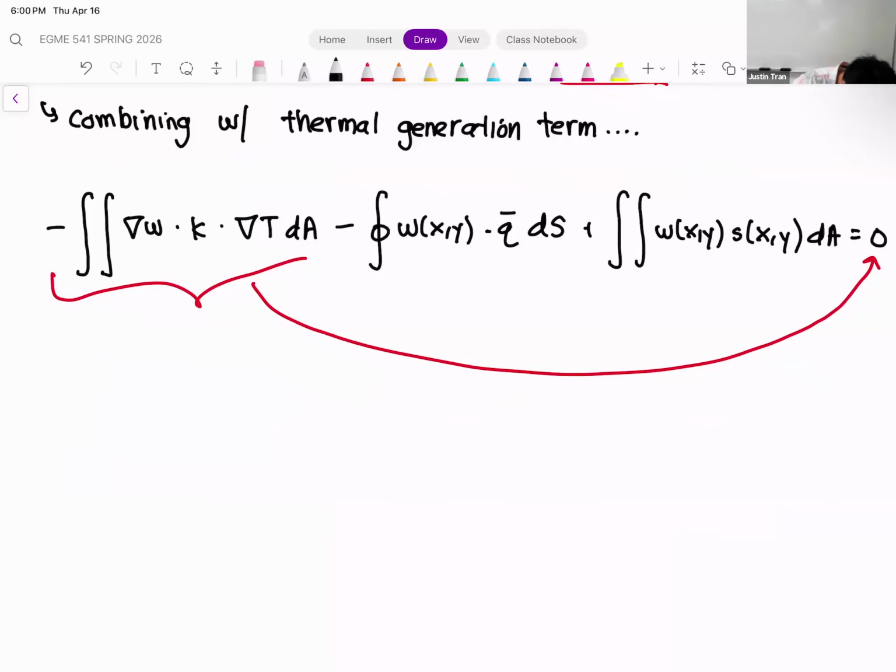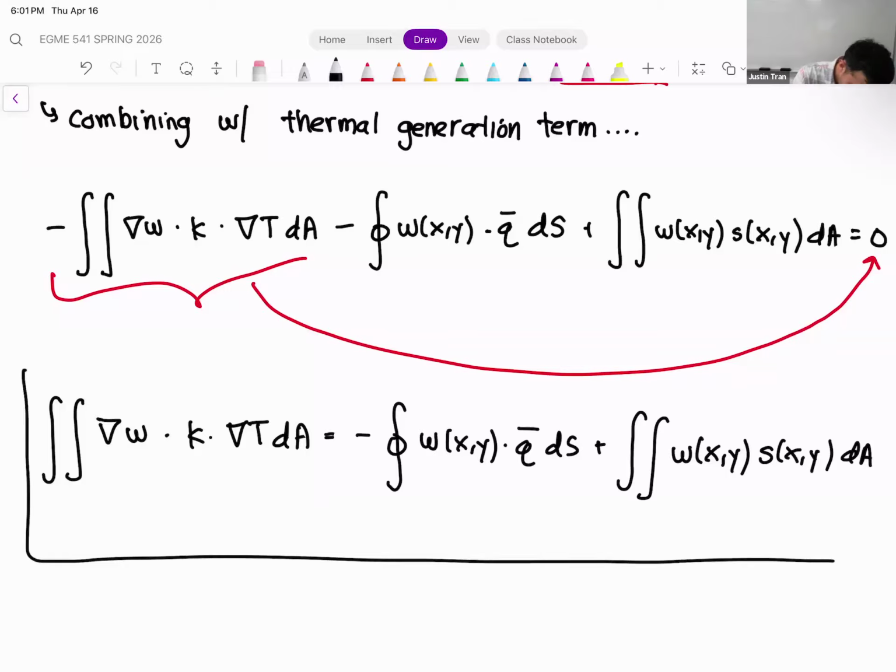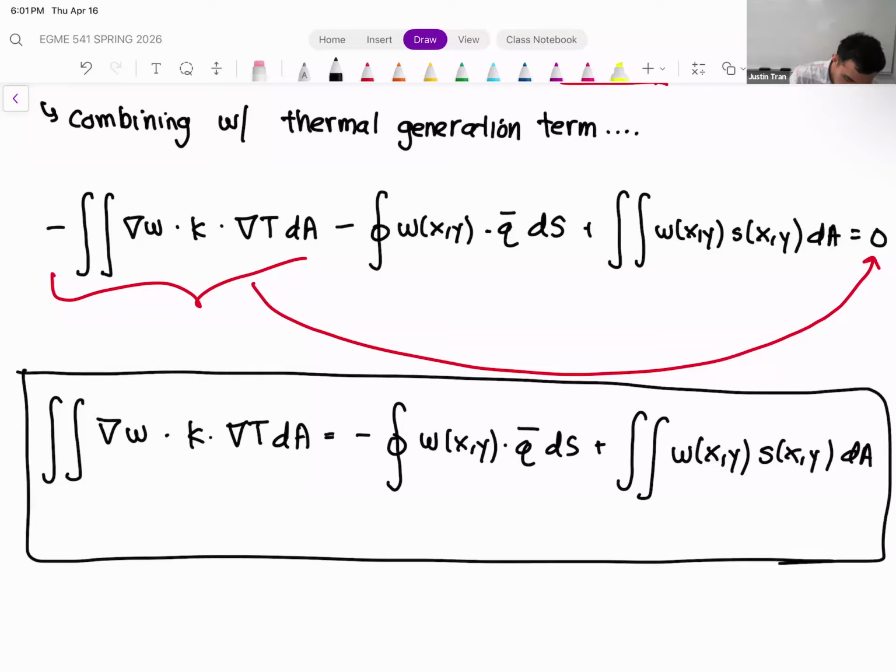And so we do that, we get double integral gradient of w times k times gradient of T dA is equal to minus line integral around the boundary w of x and y times q bar ds plus double integral of w of x and y s of x and y dA. So this entire expression here, this is the weak form of our 2D heat conduction problem.